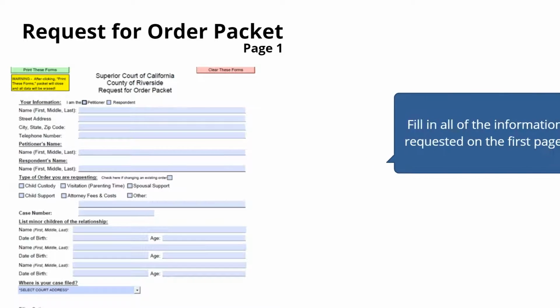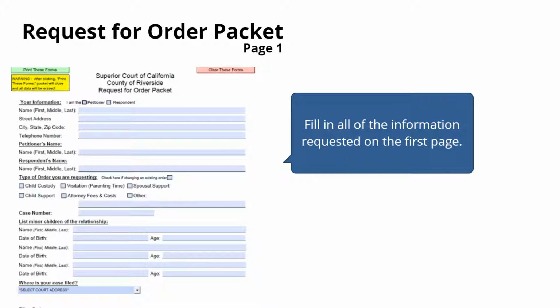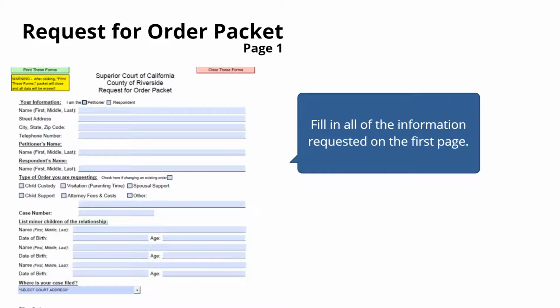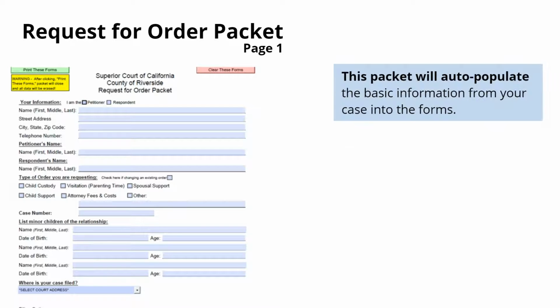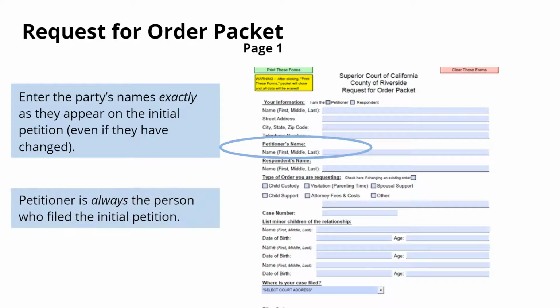Now that you have the Request for Order packet, fill in all of the information requested on the first page. This will auto-populate the basic information from your case into the forms. A couple of notes: enter the parties' names exactly as they appear in the initial petition, even if they've changed. The petitioner in the case is always the person who filed the initial petition, and the respondent is always the other party.